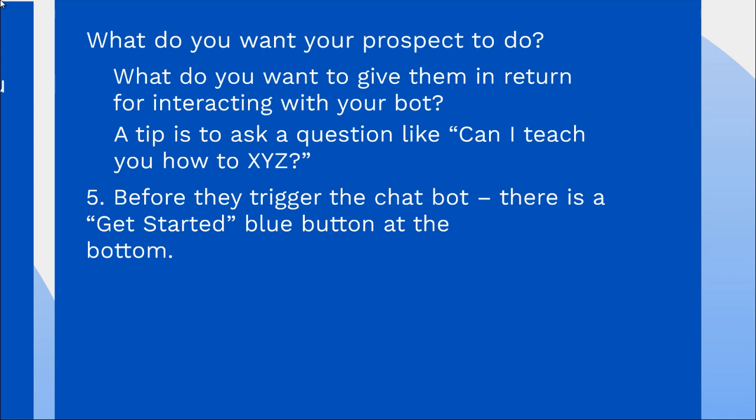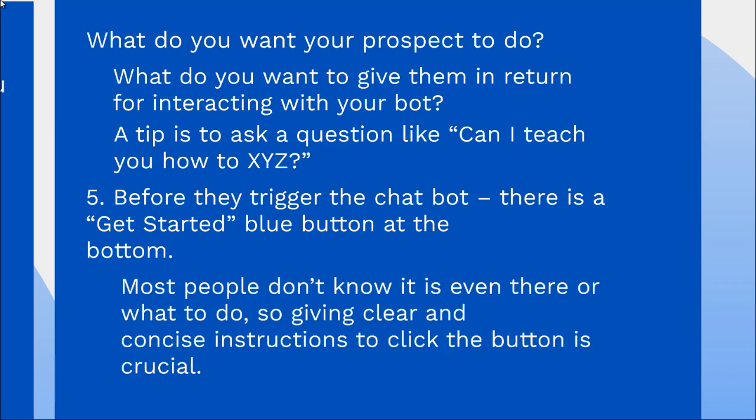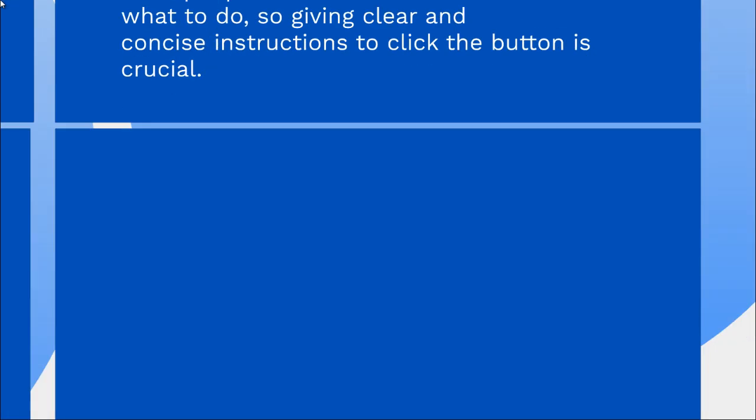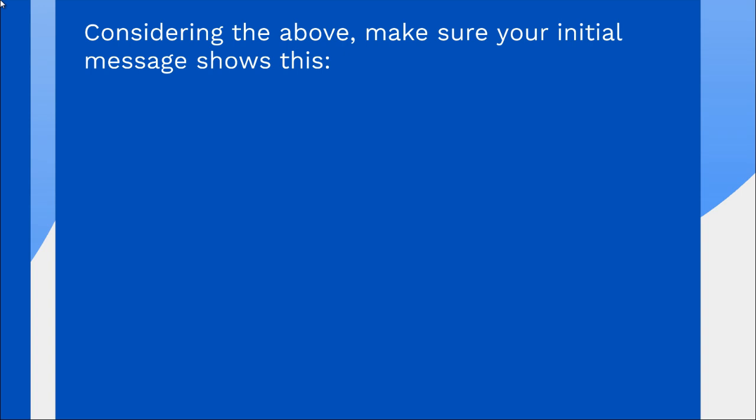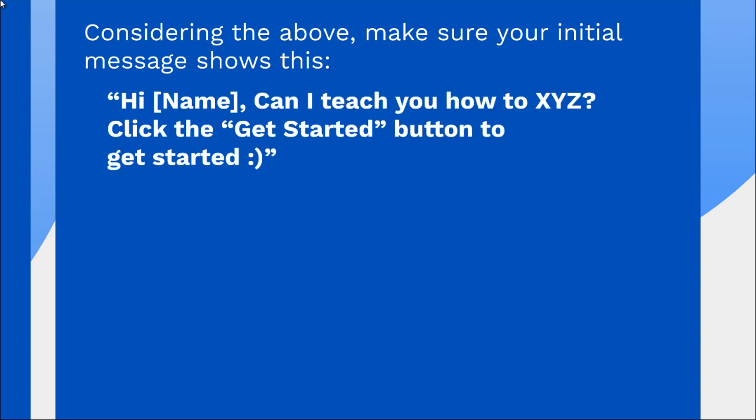Before they trigger the chatbot or press that Get Started blue button at the very bottom, most people don't know that it's even there. So like I said earlier, you need to be concise. You need to give clear instructions on what to do. So here's what you do. Considering the above, make sure that your initial message shows this: Hi, name. Can I teach you how to XYZ? Click the Get Started button to get started.